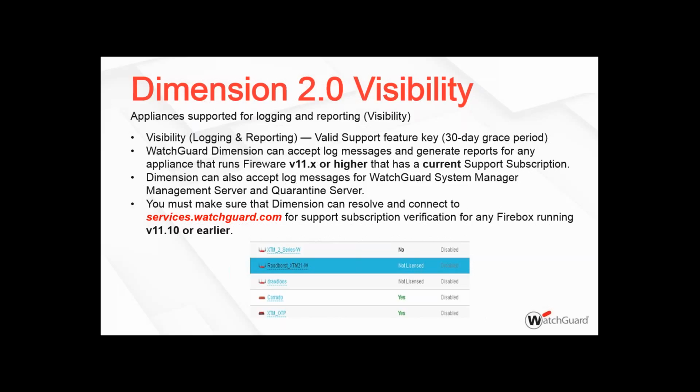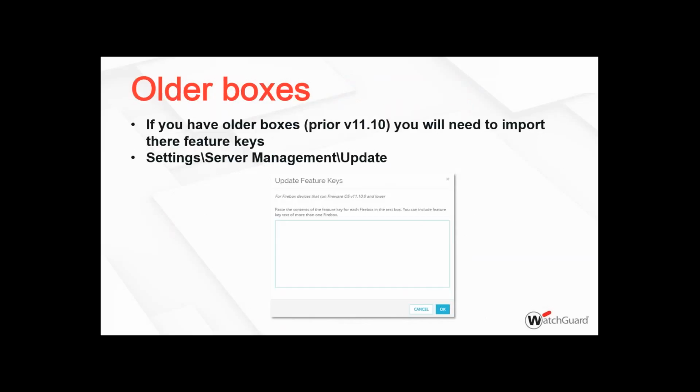Another requirement is the Dimension server needs to be able to resolve services.watchguard.com. The reason that it needs to be able to do that is that the server itself has to be able to verify the support subscription against the appliance. You can see on the screen right here that if I have a box that is not licensed, it will give me a little display and say not licensed against it.